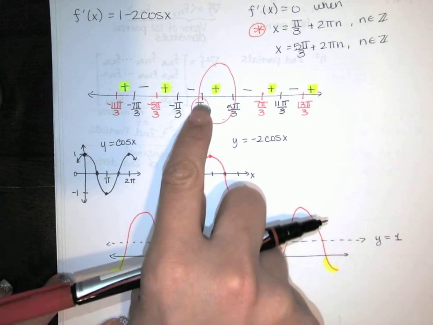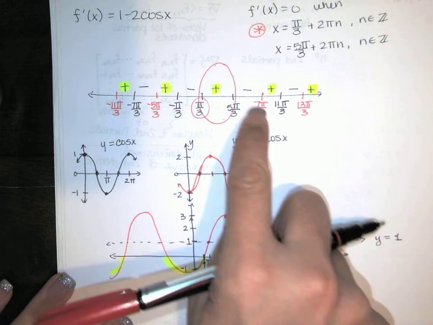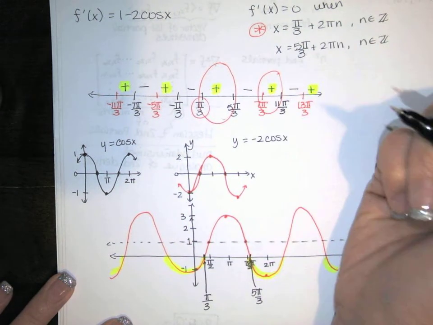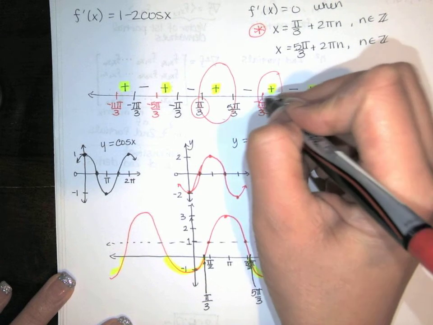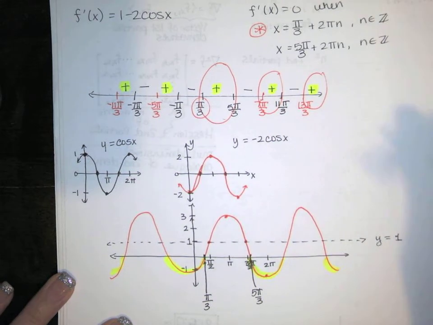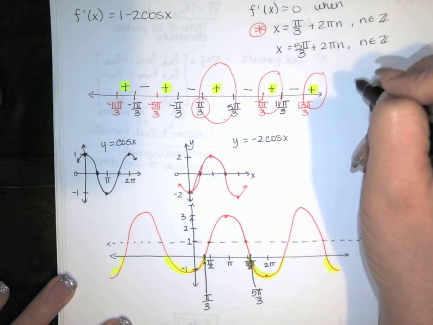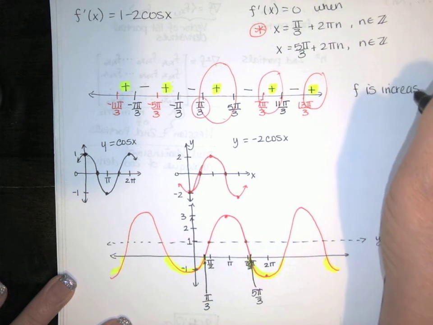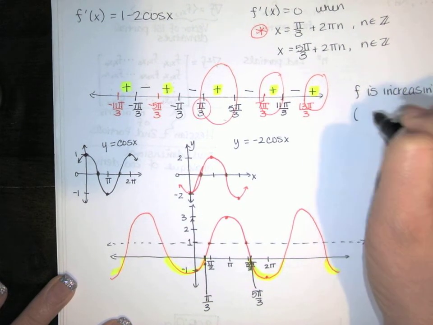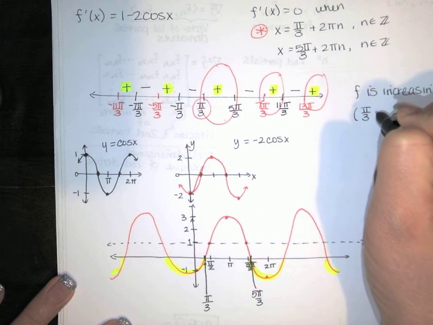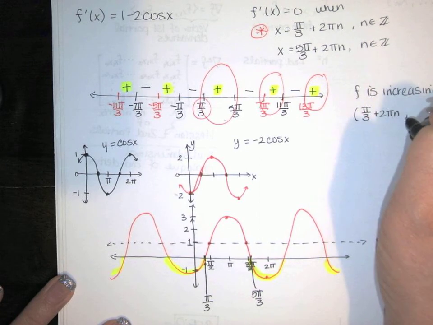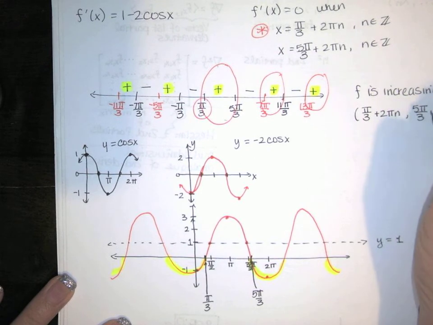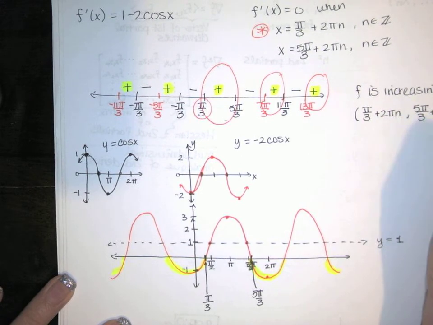And then I'll say, you know what? You can add 2 pi to that, and you end up here. Add 2 pi to that, and you end up here. And it's going to be positive over there as well. And if we add 2 pi to both of these guys, we're going to be on that next interval. So f is increasing on the interval from pi over 3 plus 2 pi n to 5 pi over 3 plus 2 pi n, where n is an integer.